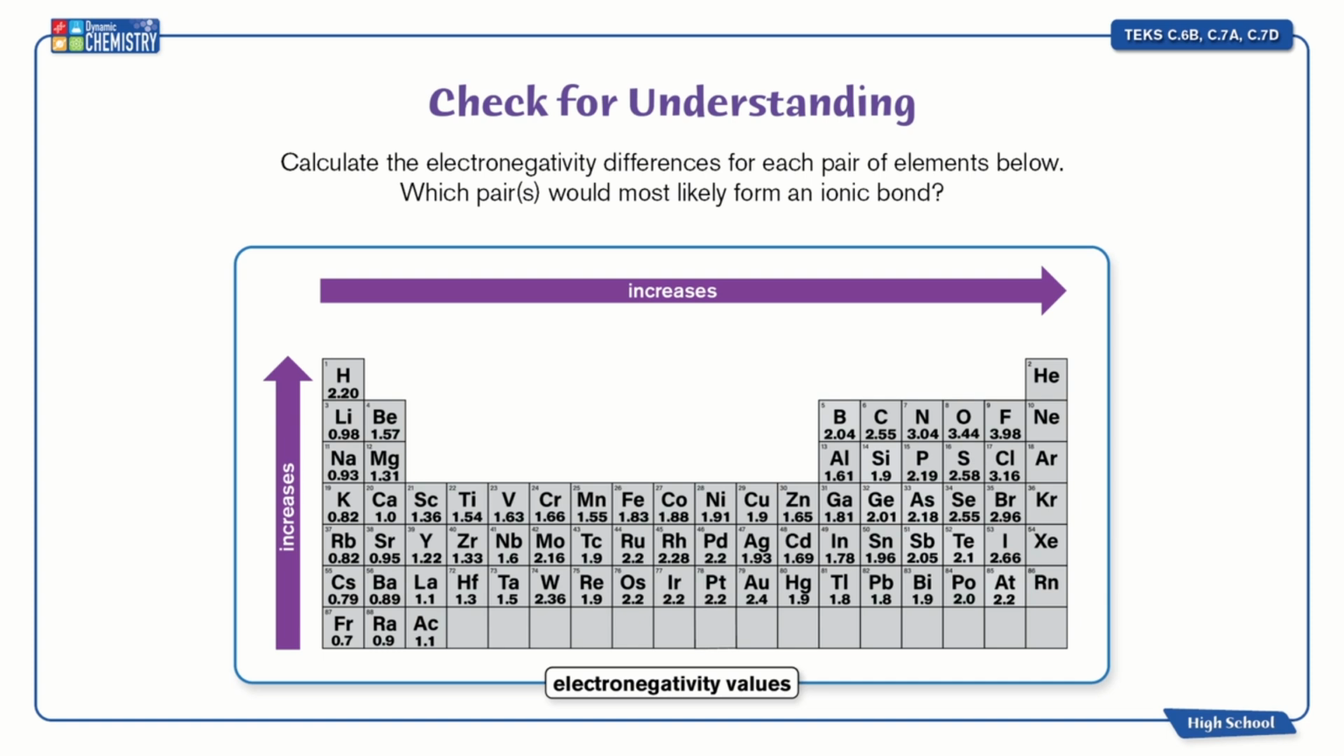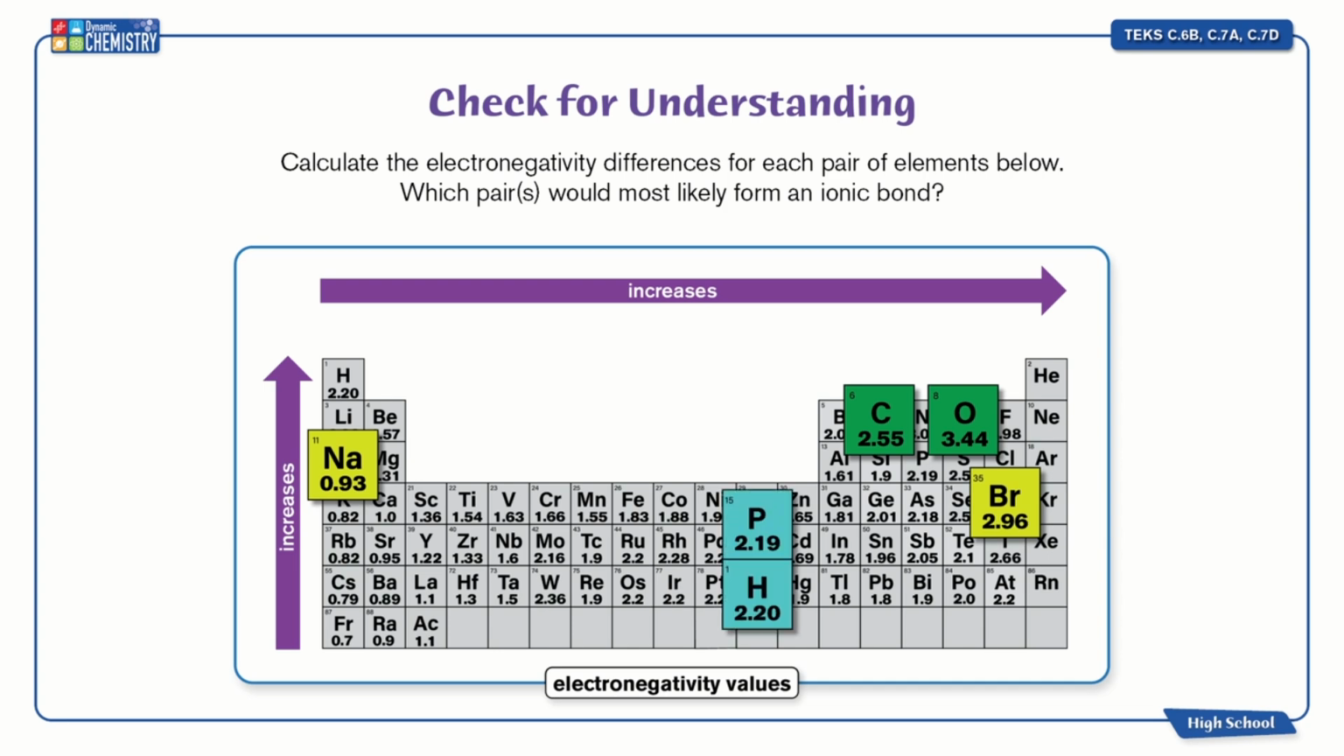Let's practice your understanding of calculating electronegativity differences to determine bond type. Calculate the electronegativity differences for each pair of elements below. Which pair or pairs would most likely form an ionic bond? Carbon and oxygen, sodium and bromine, phosphorus and hydrogen. Teachers, please pause the video to allow time to answer.